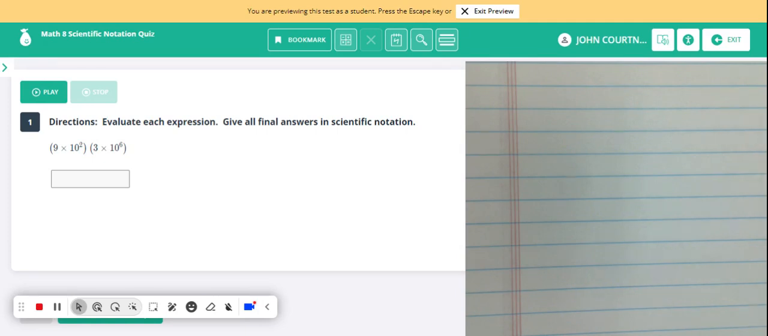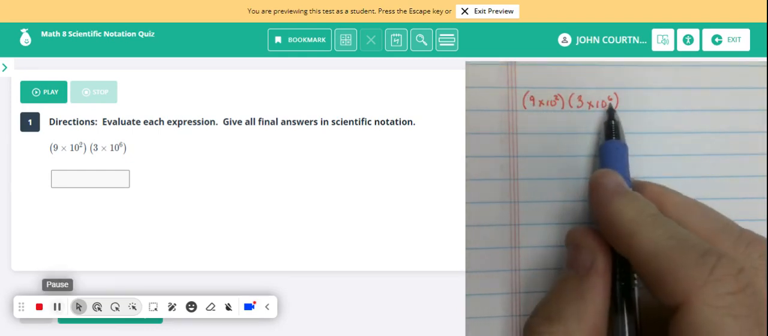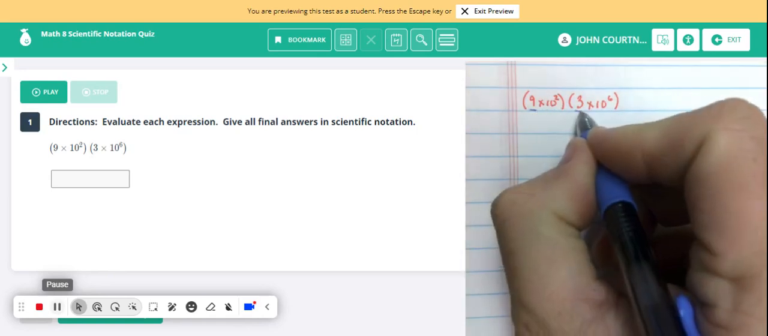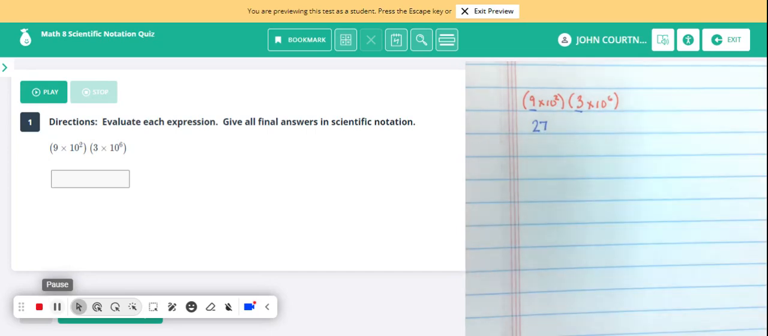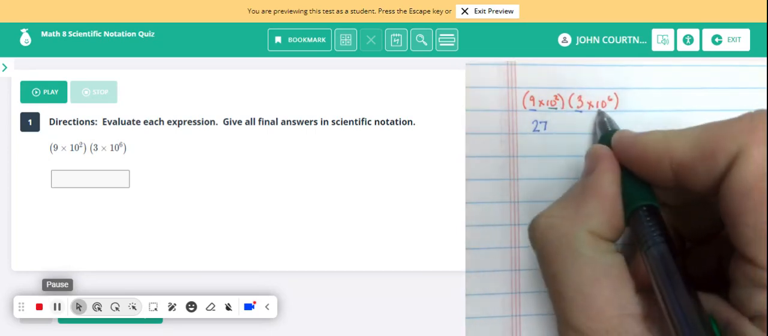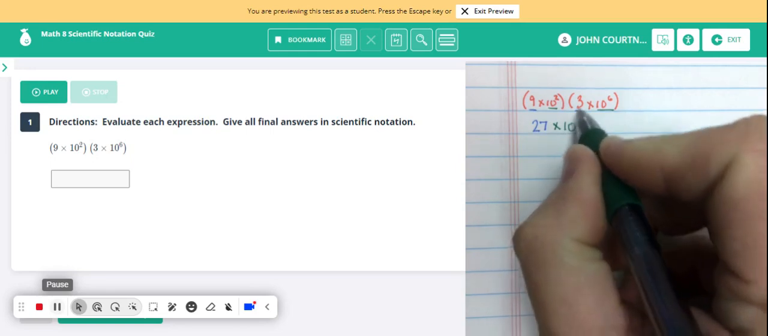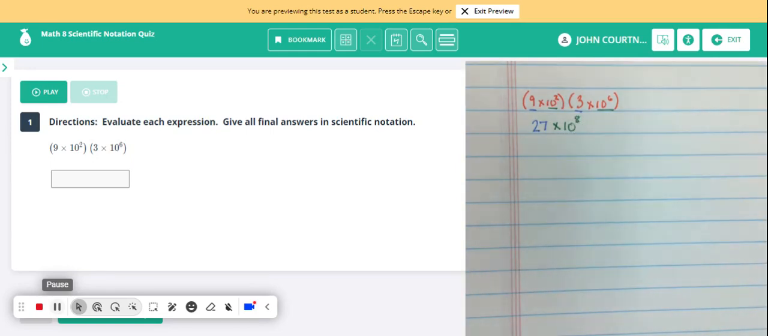And our rule when we multiply in scientific notation is we multiply our numeric pieces first out front, and we multiply our base 10 pieces second. So when I multiply 9 times 10 squared and 3 times 10 to the 6, I multiply my numeric pieces, I get 27. I multiply my exponent portion, 10 to the second times 10 to the 6th. When multiplying with the same base, we keep the base and we add the exponent. 27 times 10 to the 8th.